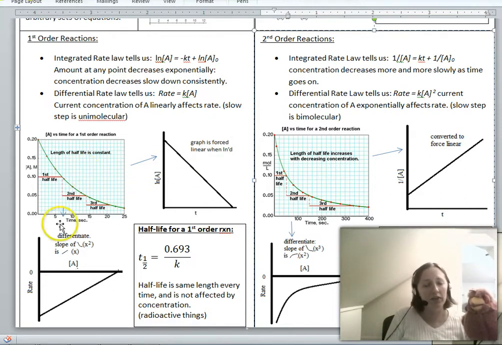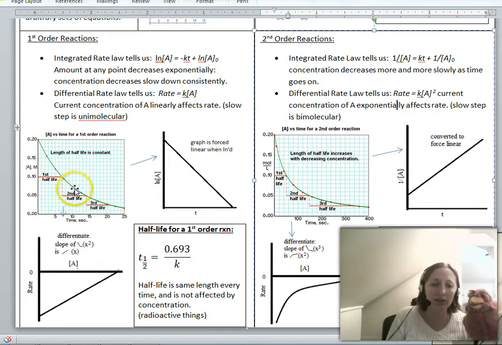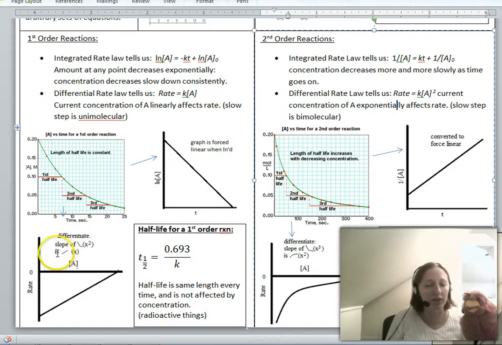So that's that. The other thing you can do with this graph is look at the slope of it at every single second. What you do is you differentiate it, and you end up with this graph. When you differentiate the slope of x squared, you end up with a straight line, which is x. And so you end up with this line here. What you can see is that the rate is related to A in a linear fashion, with a slope of k. Bam. So this is the differential rate law.